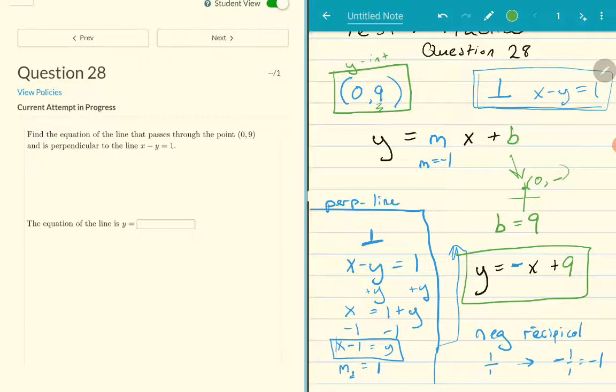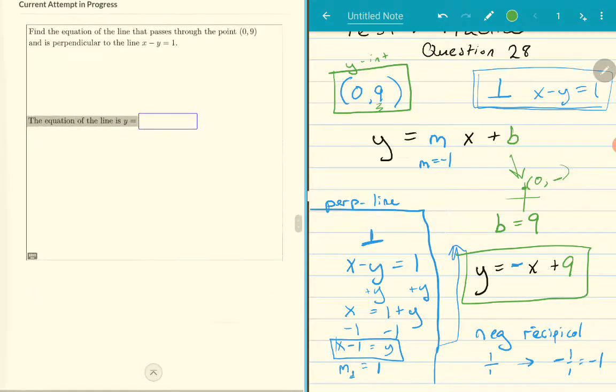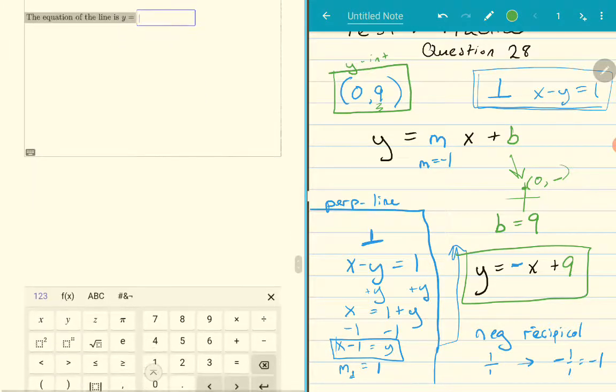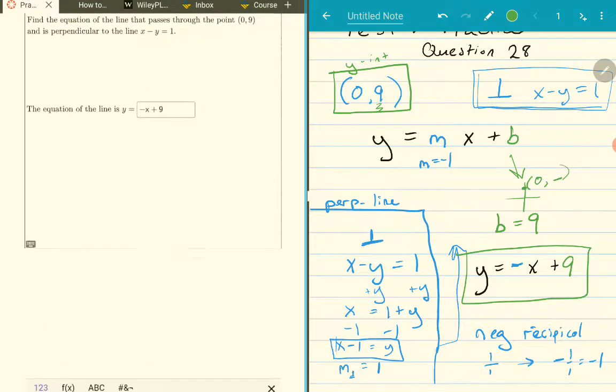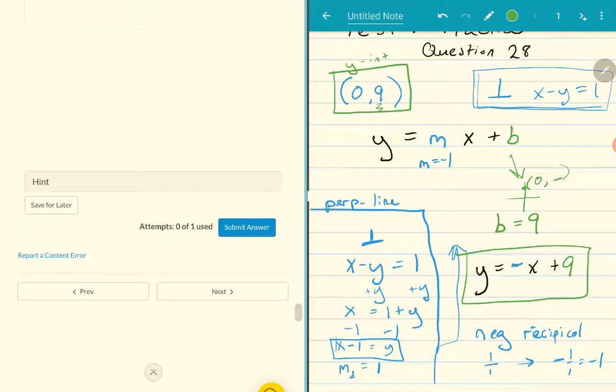All right, now I'm going to go back to my problem. Click on it to highlight it, and then click on it again. I have to scroll down to get my keyboard since I'm using a tablet and I don't actually have a keyboard. Notice that it already says the equation of the line is y equals, so I just start after the equals, which is negative x plus 9. Then click outside of the box so it's not highlighted anymore, and then click submit answer.